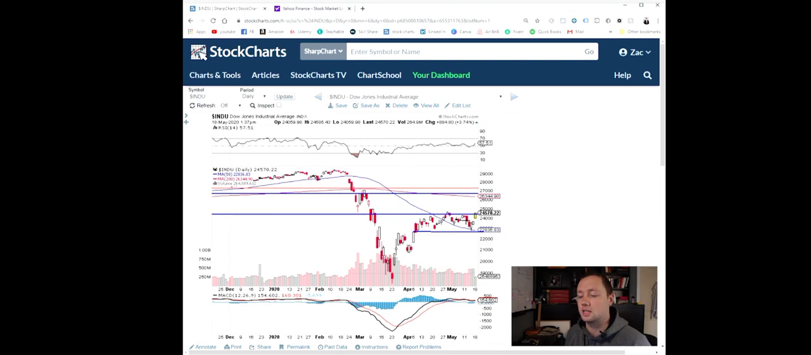It will be really interesting to see if we break through that or if we bounce back down. But what's important to know is that the US market, based on the Dow Jones Industrial Index, is in a period of consolidation here.